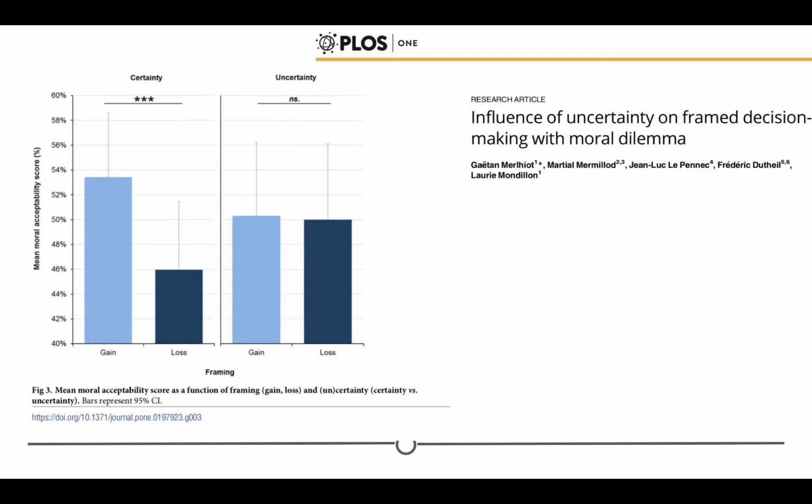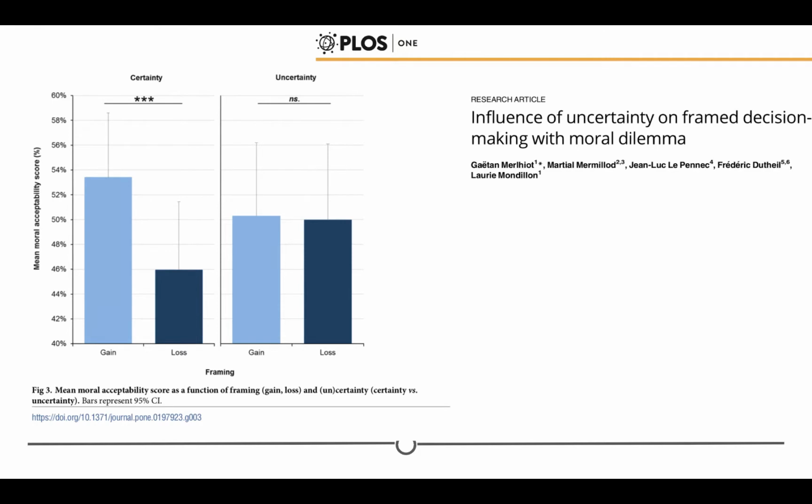The y-axis, which is the continuous variable that's being evaluated, is the mean moral acceptability score as a percent. There are a few additional things to notice here. The vertical lines above the colored bars actually represent 95% confidence intervals. And I know that because I can see it in the text below the plot. It says bars represent 95% confidence intervals. So instead of standard deviations, this is showing a confidence interval.